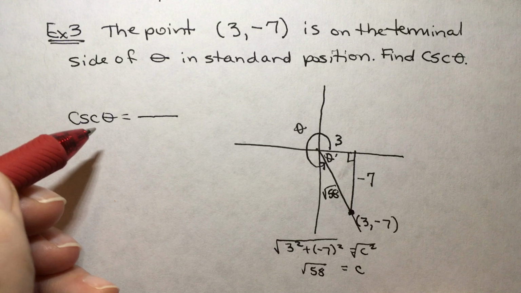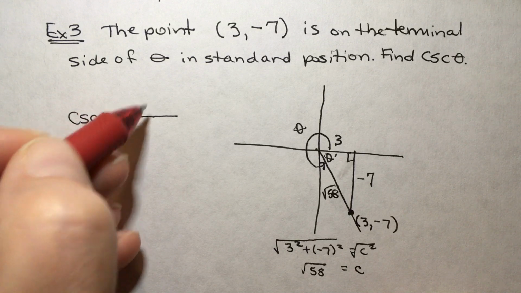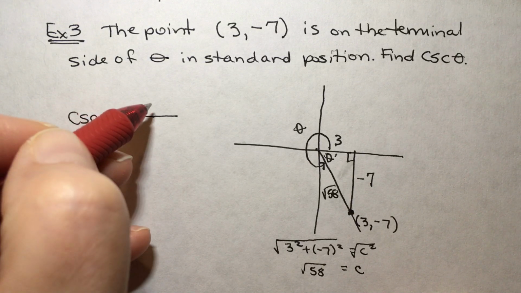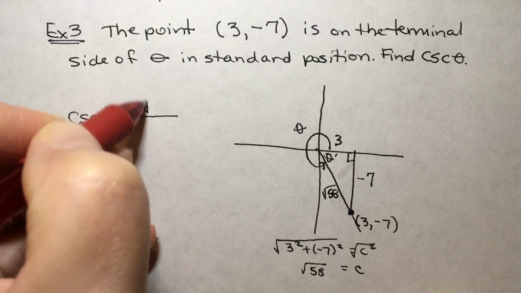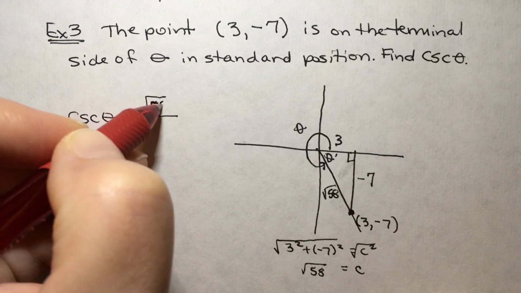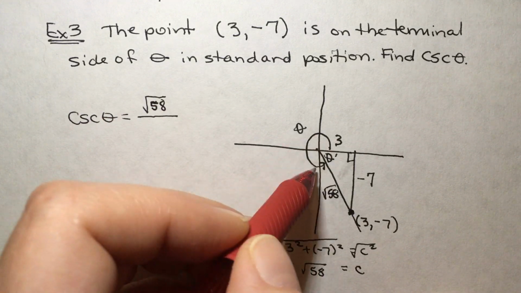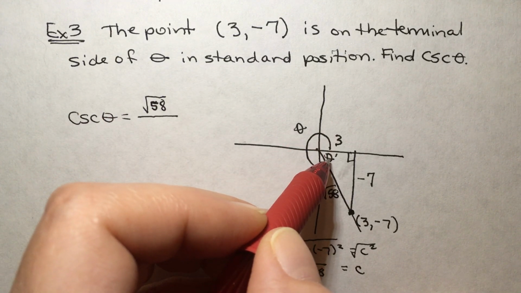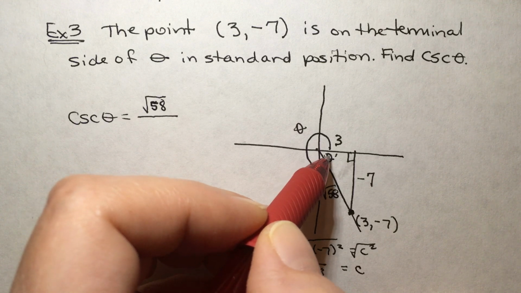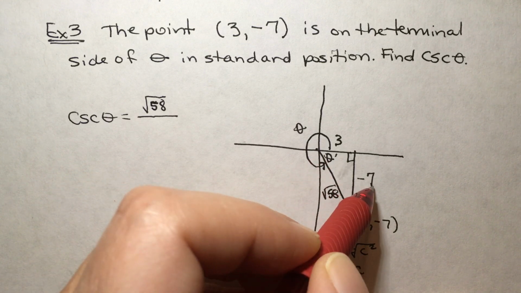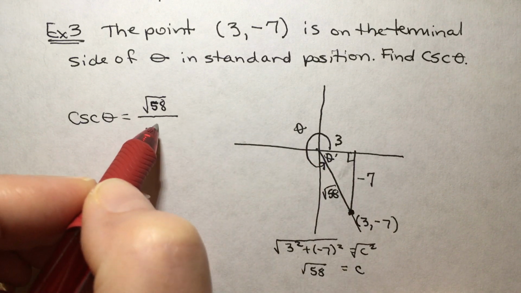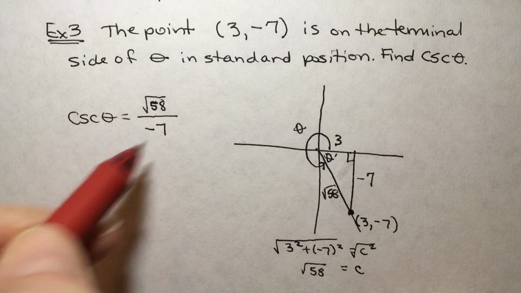Cosecant is the reciprocal of sine, so I need hypotenuse over opposite. The hypotenuse of this triangle is radical 58. We just found that. The opposite side from theta, well, theta is not in the triangle, but theta prime is. We're going to use that reference angle every single time. So from theta prime, opposite is -7. So -7.